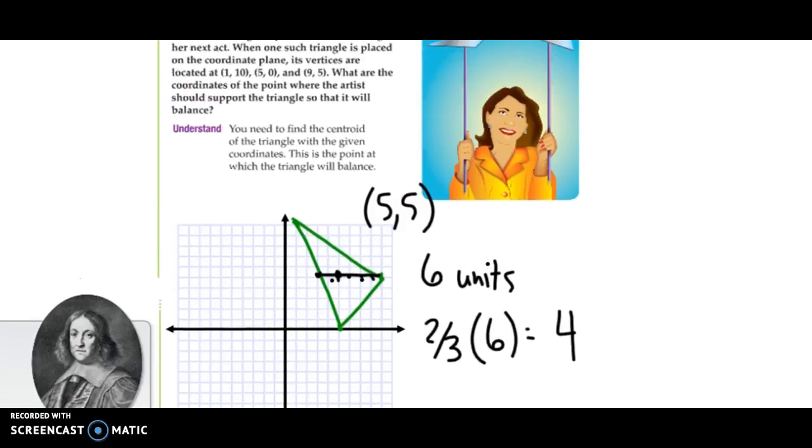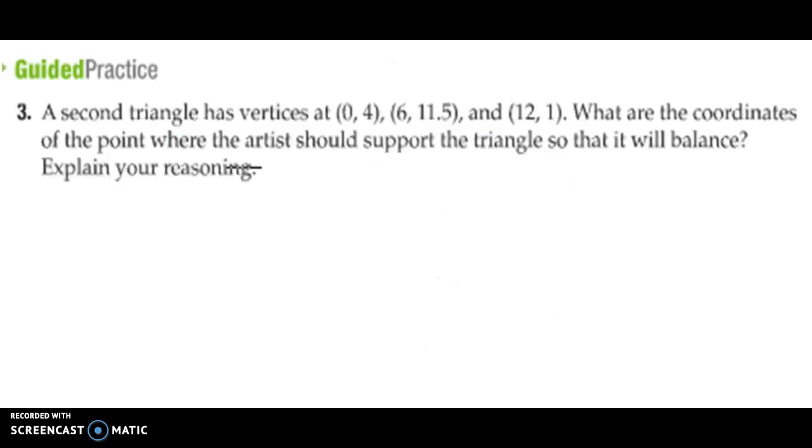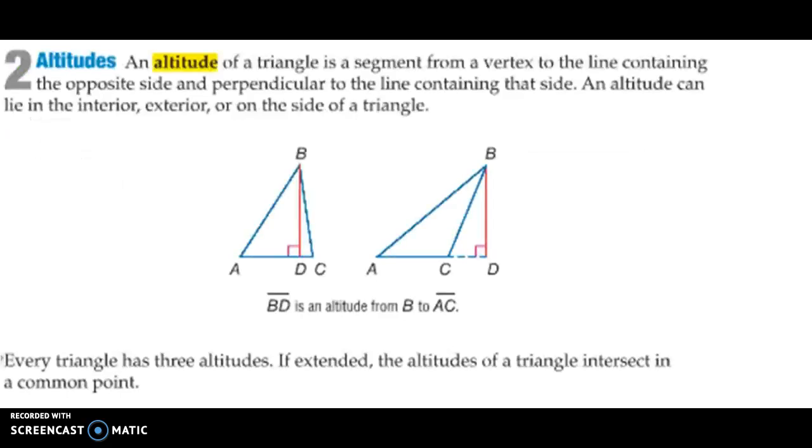So we go back to the question. It says, what are the coordinates of the point where the artist should support the triangle so it will balance? The point is 5, 5. Here's a guided practice problem. On the second triangle, here are the vertices. What are the coordinates of the point where the artist should support the triangle so it will be balanced, and explain your reasoning. So try this problem right now. That way we have a better understanding of where centroids are on a coordinate plane.